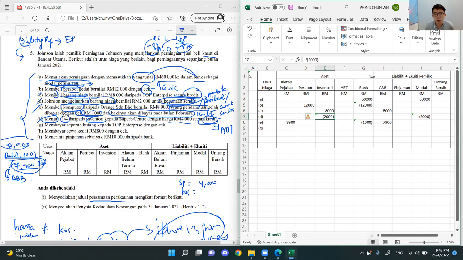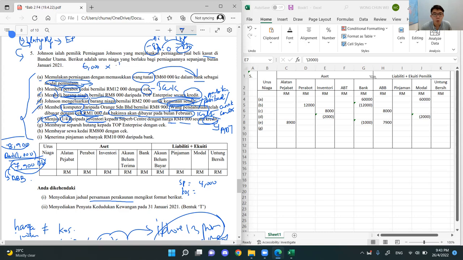And the question says, dia menjual 104. So you use your 6,000 times 104, then you get how much? 1,500 ringgit. Oh, in other words, dia telah menjual 1,500 ringgit daripada inventory. So the cost is actually 1,500 ringgit. So how much is the untung? So 4,000 minus 1,500 equals 2,500. So this 2,500 is the money that they made from selling this inventory to Super Center. 2,500 ringgit is the untung.